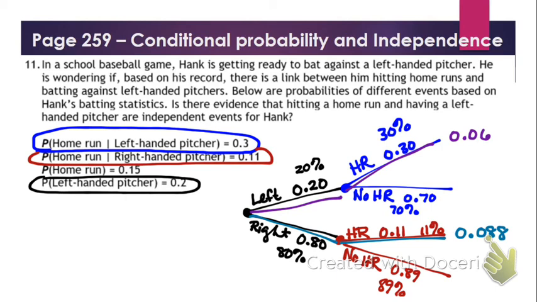No. So is there a relationship here? Is one thing influencing the other? Or are the chances the same regardless? Chances are not the same regardless, so there is a relationship here. These are not independent events. If he had the same chance of a home run, no matter what kind of pitcher he got, then those events have no relationship and they would be independent.